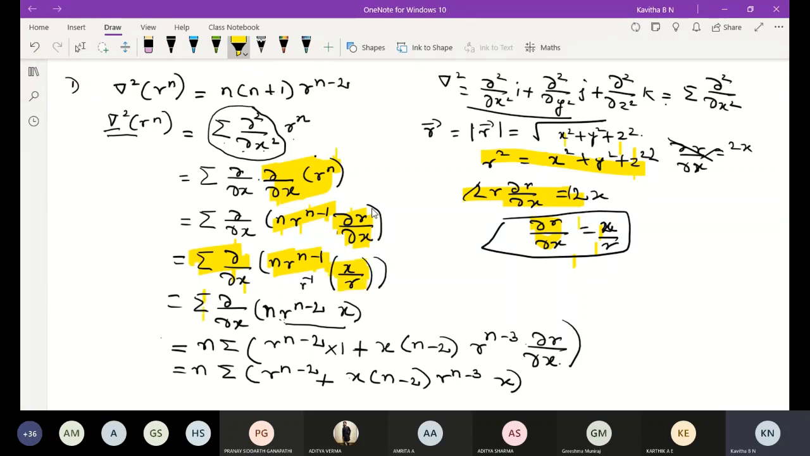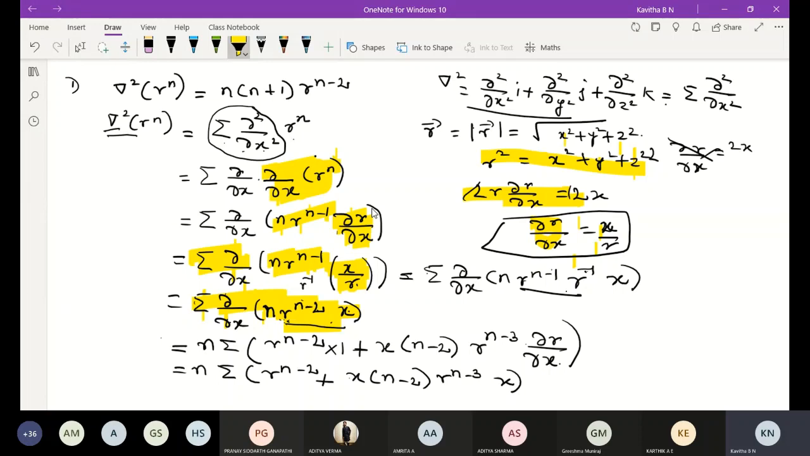Summation of del by del x, n r to the power of... observe here, this r is shifted to the numerator. I will write one more step. Summation of del by del x of n into r to the power of n minus 1; r is shifted to the numerator, it becomes r to the power of minus 1 into x. So summation of del by del x of n into r to the power of n minus 1 into r to the power of minus 1, we are writing r to the power of n minus 2 into x. Again we have to differentiate here, del by del x.